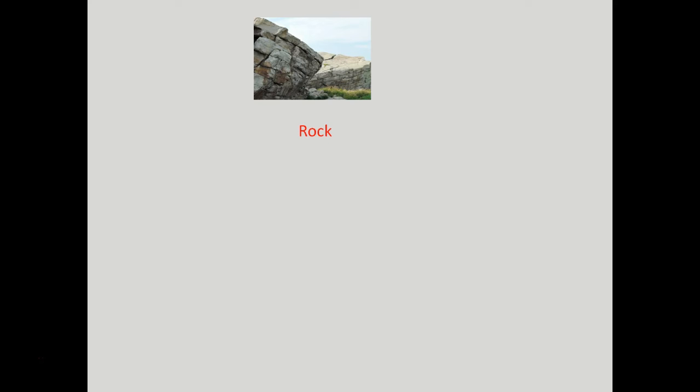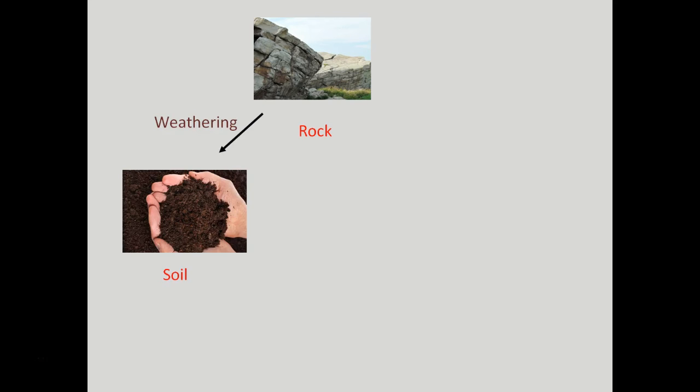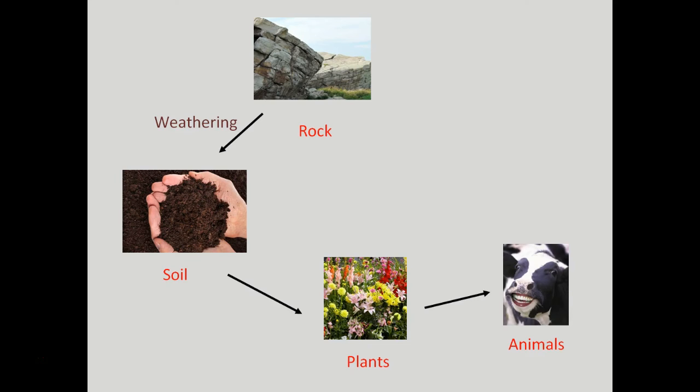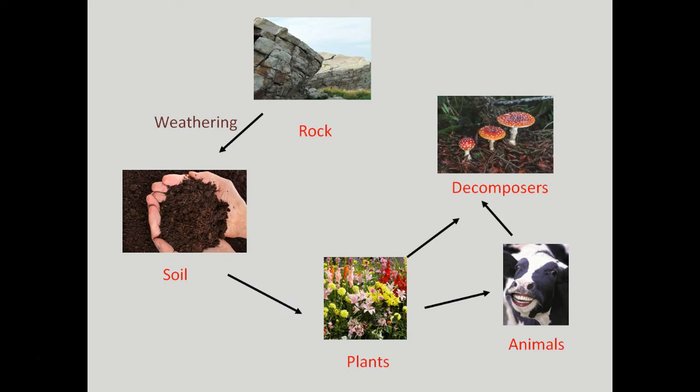Okay, so our ultimate source, or the long-term storage, is in rocks, and we have weathering occur so that it's then in the soil or water. This allows plants to take it up, which animals then can consume. Decomposers will then break them down, and then it's back in the soil so that plants can use it. And this can go on for a long time.